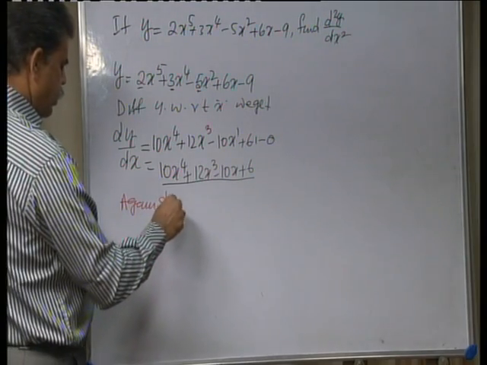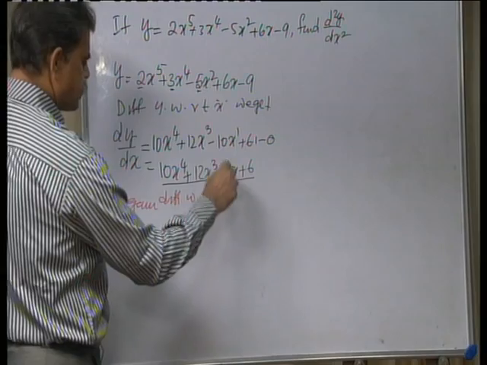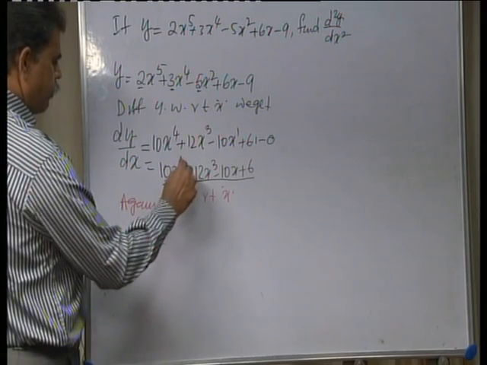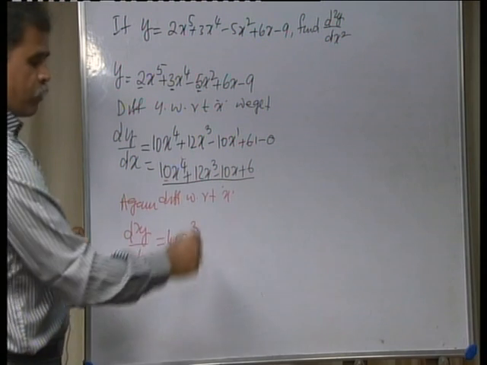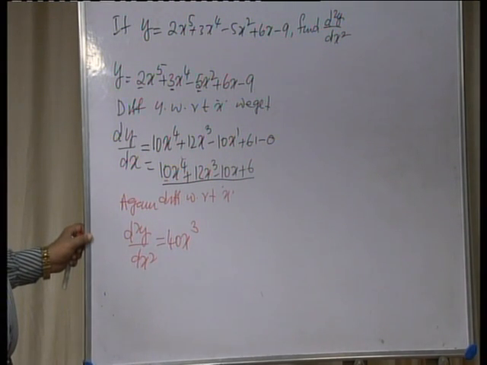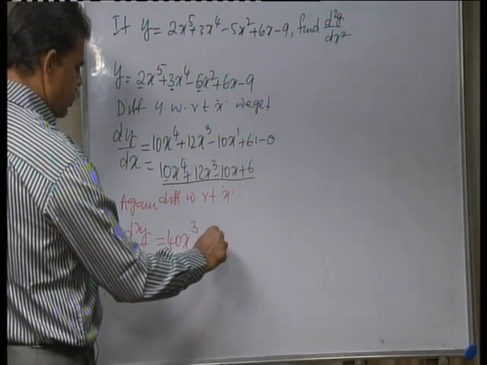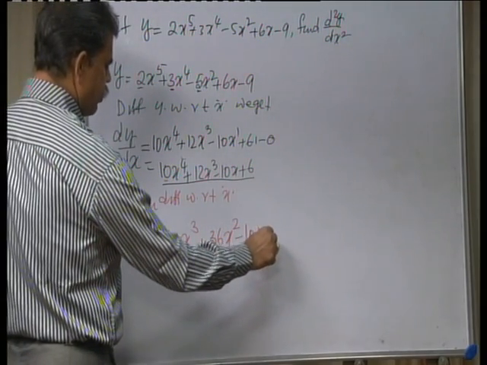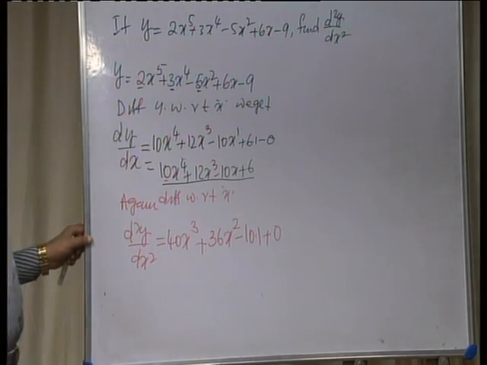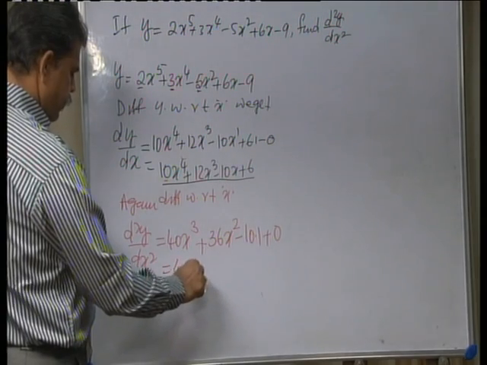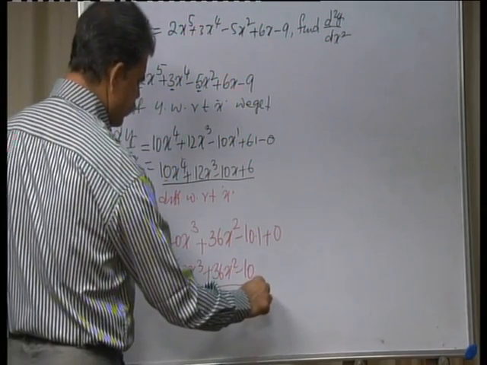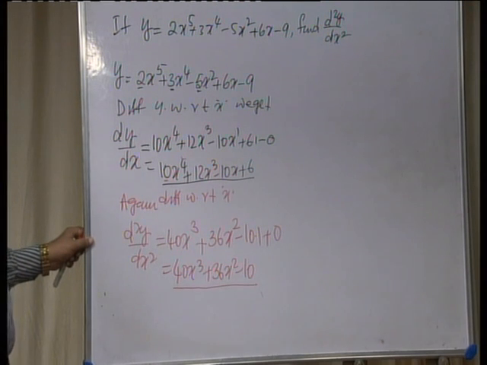Again differentiate with respect to x, we get d square y divided by dx square, which is equal to 10 into 4, it is 40x to the power of 4 minus 1, using x to the power of n form, n into x to the power of n minus 1, plus 12 into 3, 36x to the power of 3 minus 1 is 2, minus 10 into 1 plus 0. Derivative of a constant is 0, hence it is 40x cube plus 36x square minus 10. It is the second order derivative, or the d square y divided by dx square.